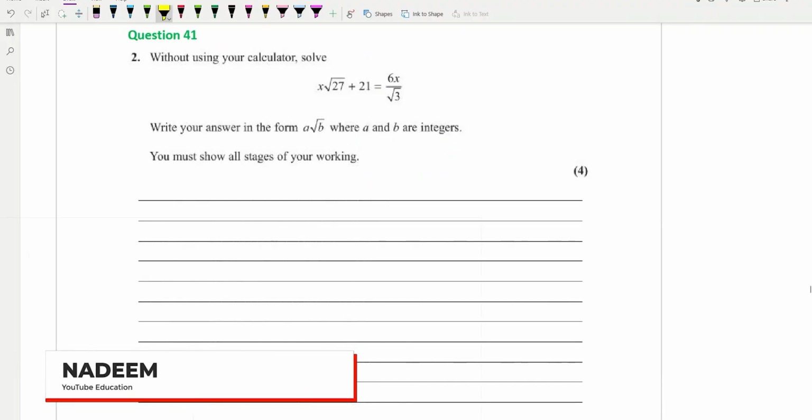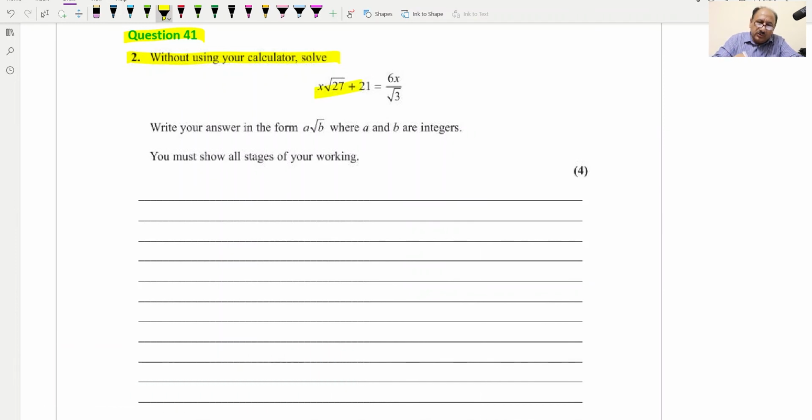Q41, question paper number 2. Without using your calculator, solve this. Write your answer in the form a under root b. It's also a similar type of question to the one you just did. You must show all your working. This is also a 4 marks question.